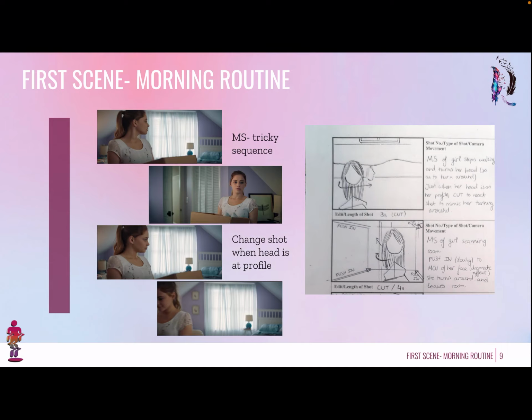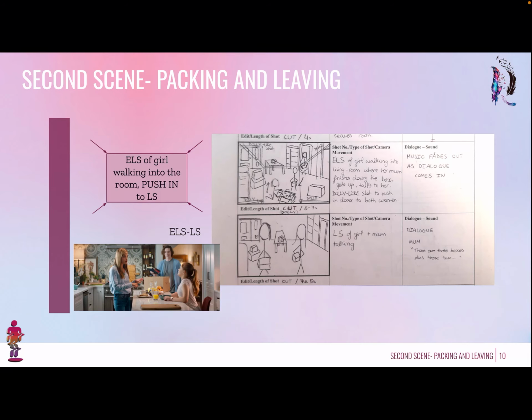So first of all, the camera is going to be placed at the door because the tracking shot has led the camera there. So there's going to be a medium shot of the girl there. However, she's going to turn her head so as to look at the room, and when her head is at the profile, so as to make the transition more smooth, the camera is going to cut to the next shot, which is going to be taken from the room looking toward the door. So that's going to be quite a tricky shot. And then the girl is just going to leave the room.